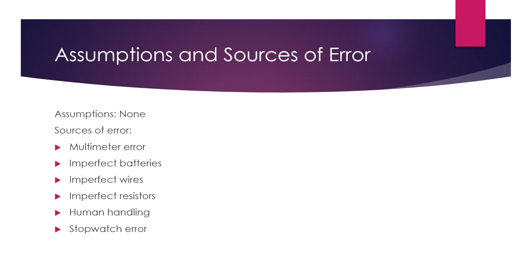Because this lab was purely experimental, there weren't any assumptions made when collecting the data. However, there were several potential sources of error. This includes errors in the multimeter reading, which likely contributed to the discrepancy in the potential difference calculations earlier. Also, the materials in this experiment were imperfect, which contributed to slightly erroneous readings. Lastly, human handling of the circuit, along with stopwatch error, could have contributed to the error in this experiment.